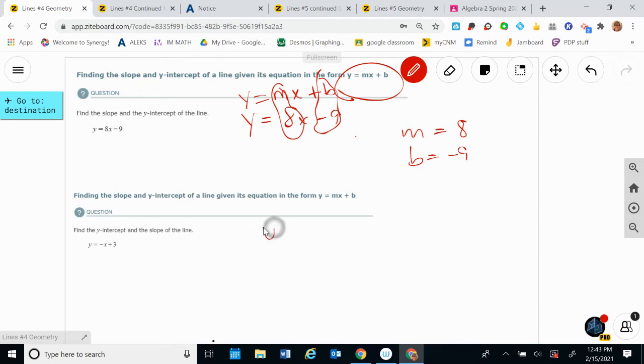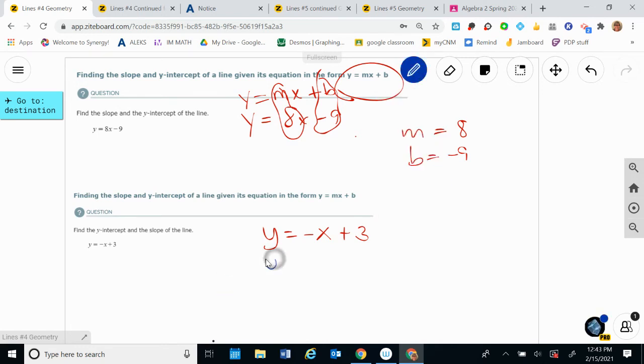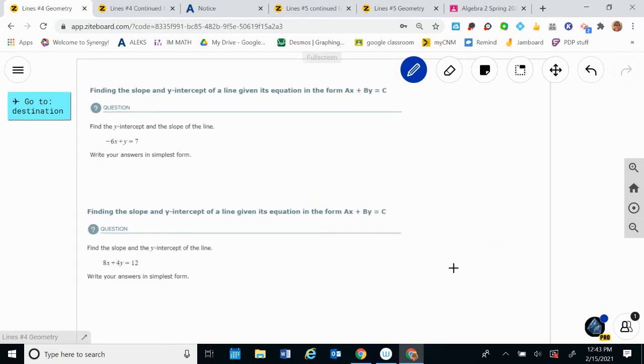So you guys can try this one. Again, pause it if you want. Okay, so if I write y equals mx plus b, you will see the b is 3 and the m is -1. Okay, next.